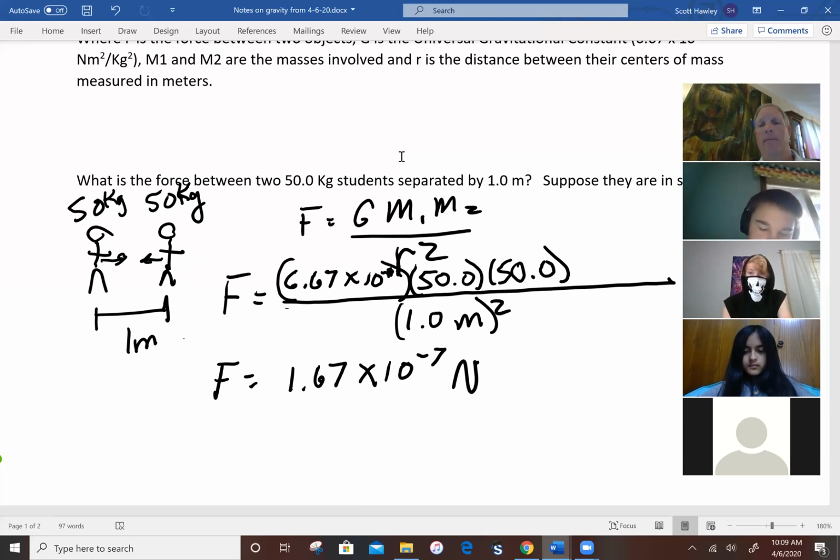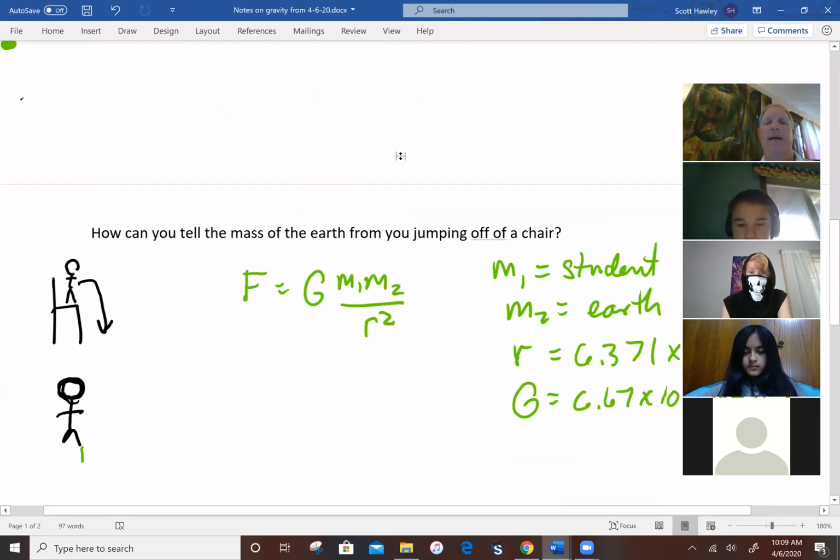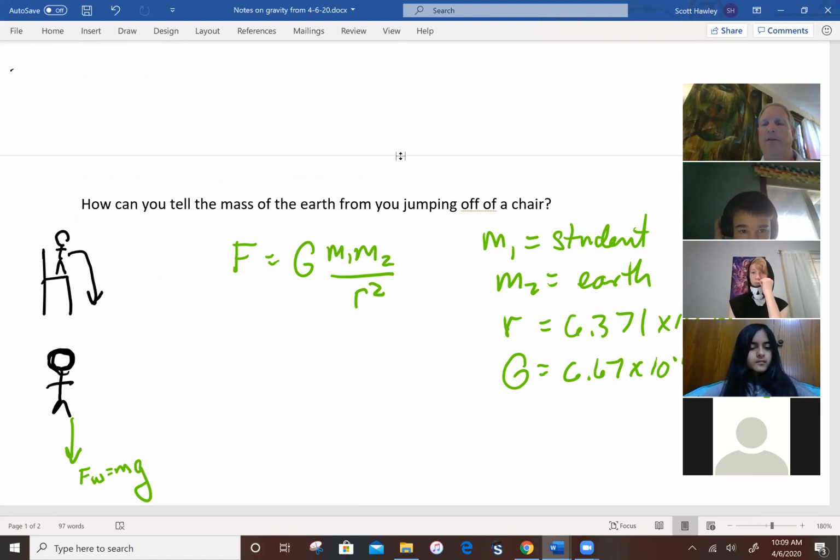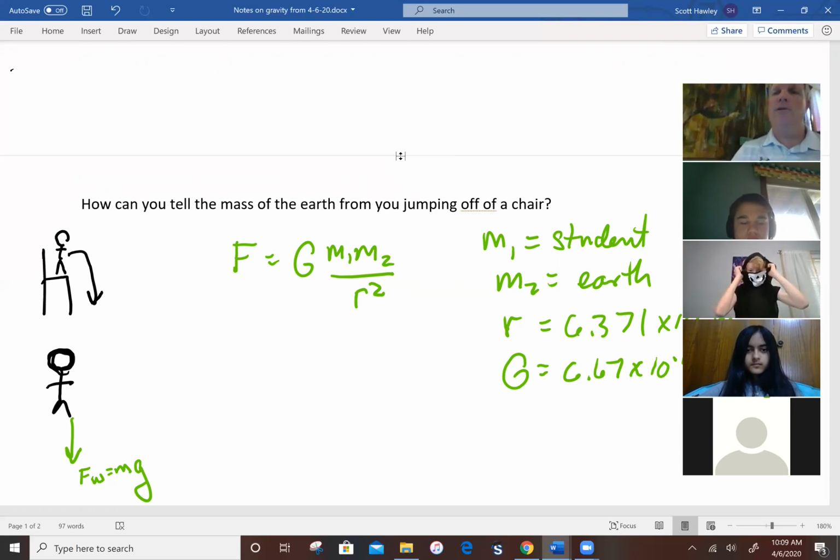Now let's go on here. What if I said that you could figure out how massive the Earth is just by jumping off a chair? So if I said, Sia, I want you to climb up on a chair and I want you to jump as high as you can and fall down to the floor. Did you know we could just use that to figure out the mass of the Earth? Somebody had to figure out the mass of the Earth, you know? And so they used Isaac Newton's equation to do this.